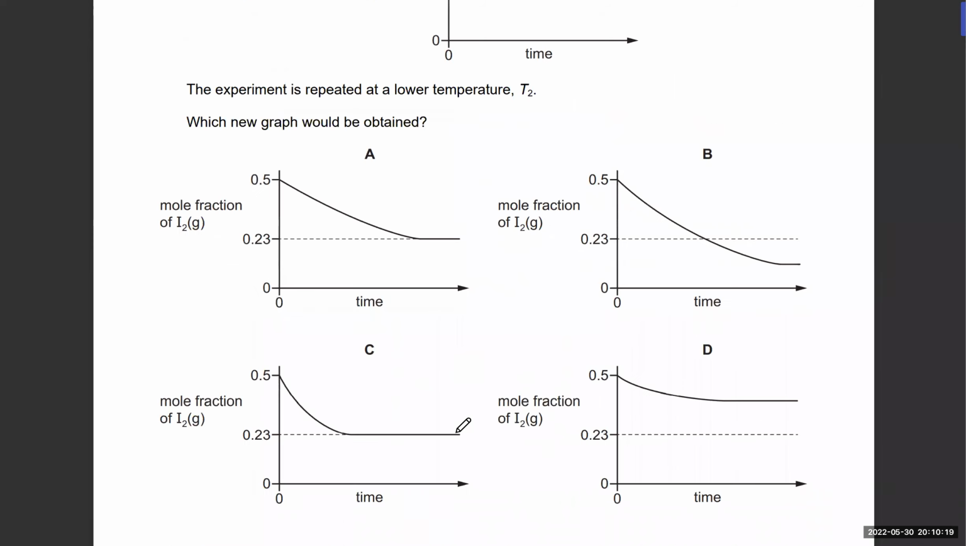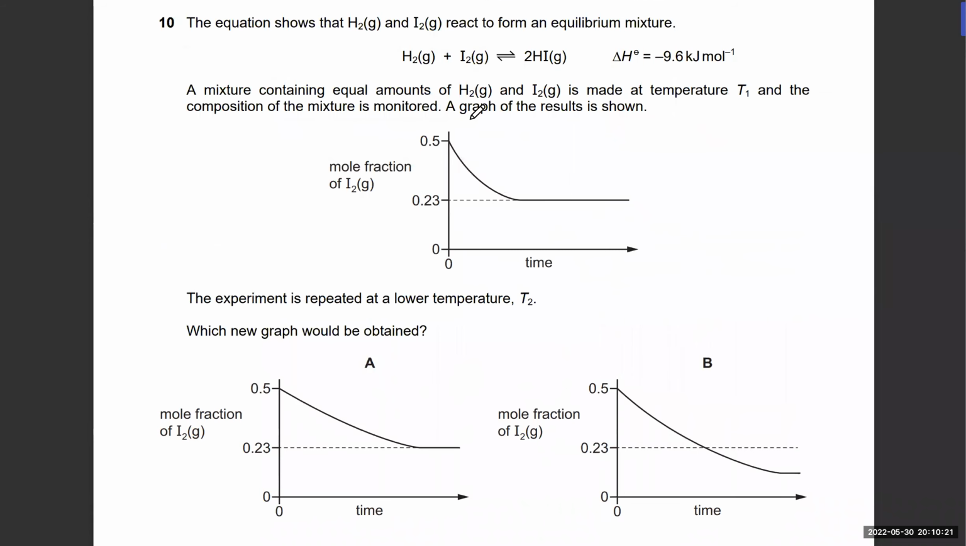Anyways, we've got this question, and he's saying that H2 and I2 are mixed together. A mixture containing equal amounts of H2 and I2 is made at temperature T1, and the composition of the mixture is monitored. A graph shows the results. So this is the mole fraction of I2. So you had 0.5. The experiment is repeated at a lower temperature T2. Which graph would be obtained?